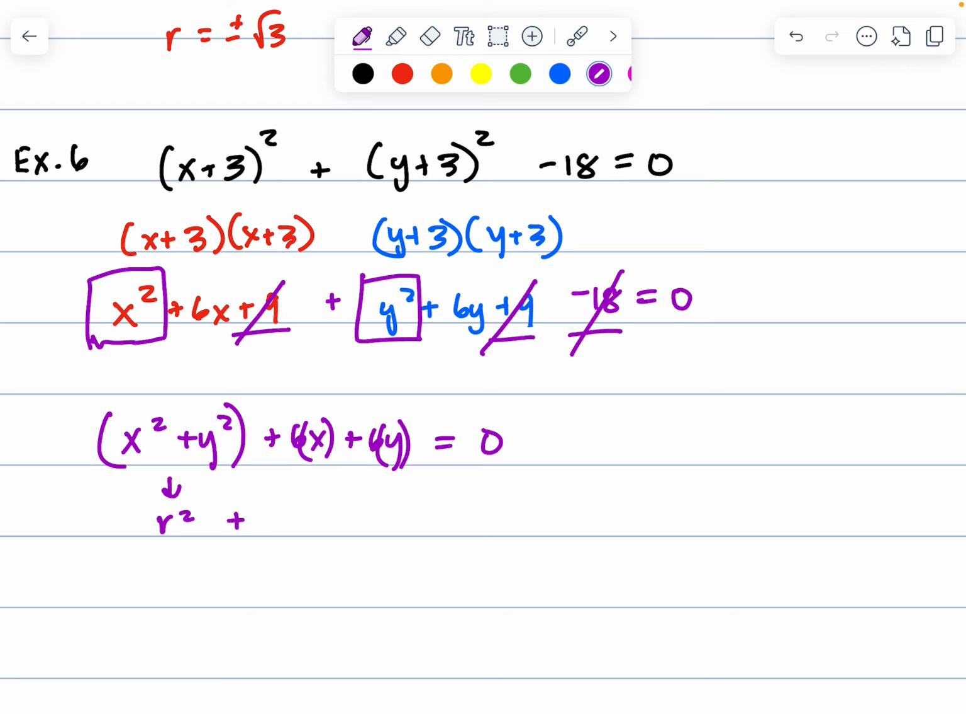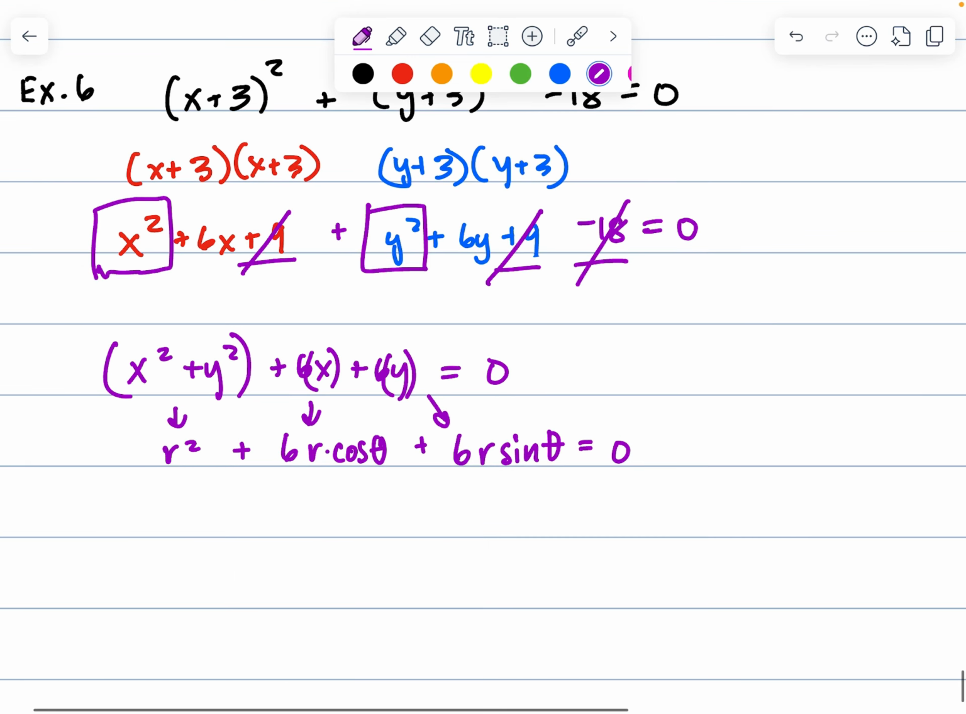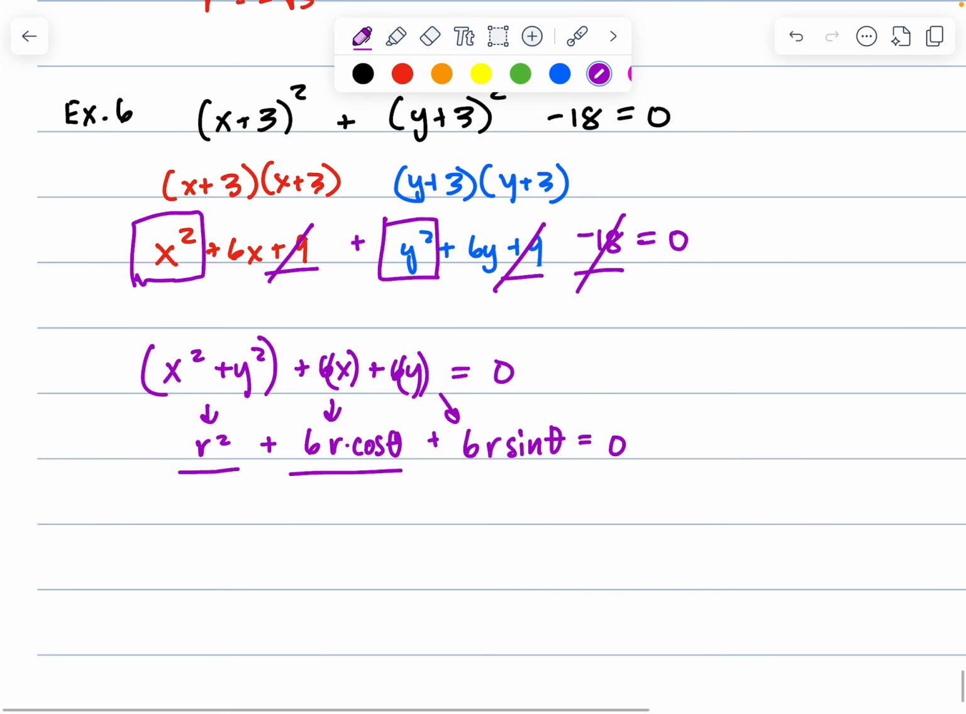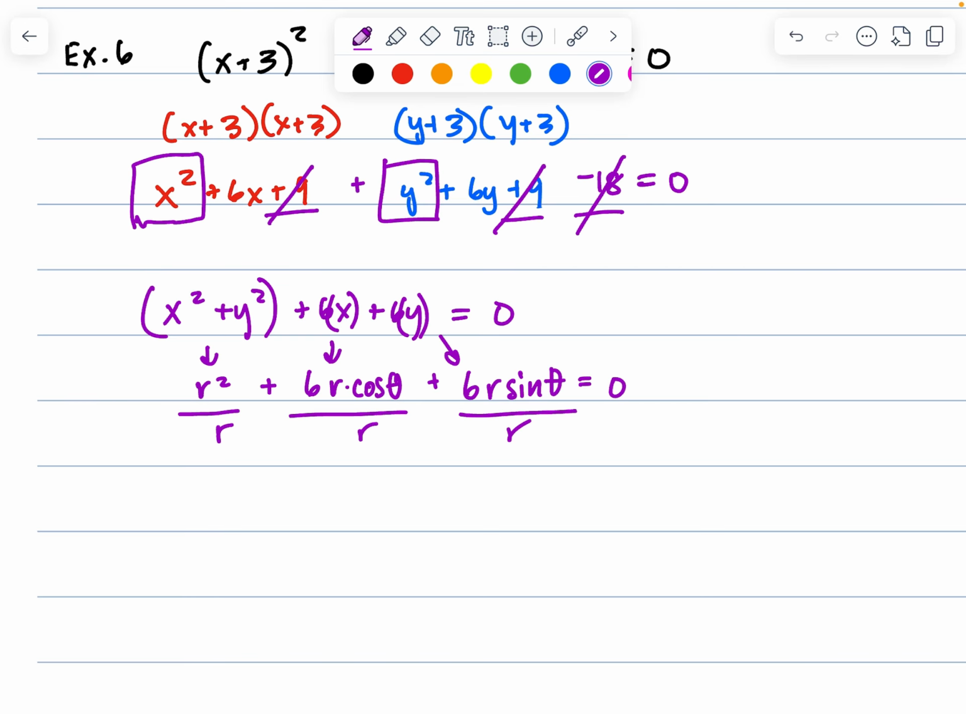Okay? So we end up with r squared plus 6 times r cosine theta plus 6 times r sine theta is equal to 0. Now we could GCF this. There are 3 terms, all of which have at least one r, so we could factor out one r. So we get r times the quantity r plus 6 cosine theta plus 6 sine theta is equal to 0.